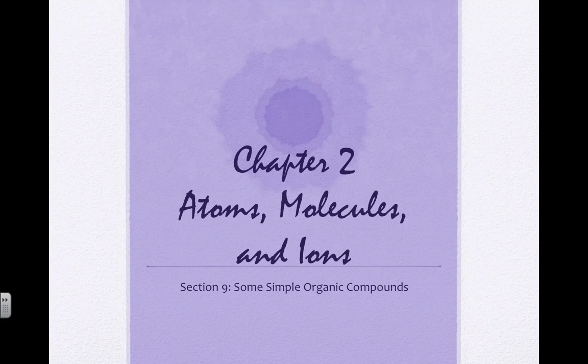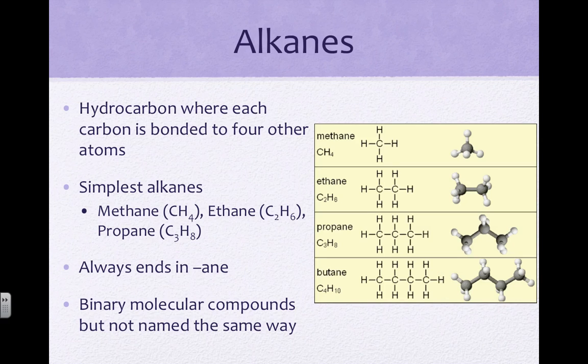On the last section of Chapter 2, which is Section 9, we're going to do some basic organic chemistry here. Alkanes are the simplest organic compounds. These are hydrocarbons, which are basically carbons connected to four other things. In other words, they're always connected via single covalent bonds, for those of you who know what those are.